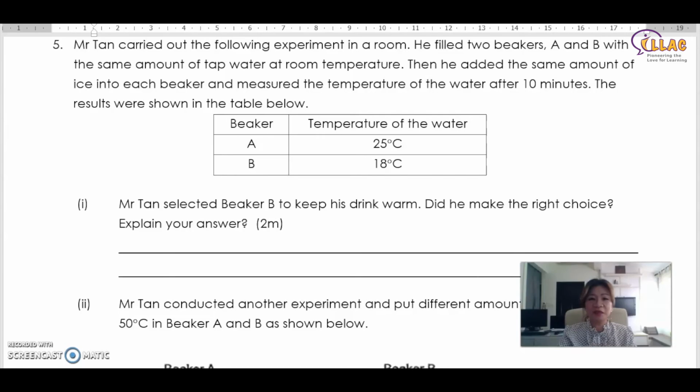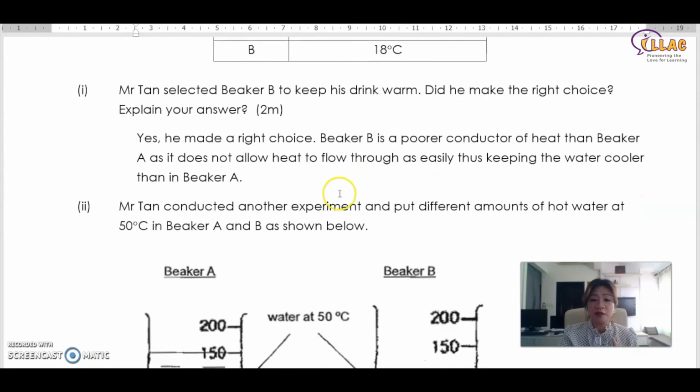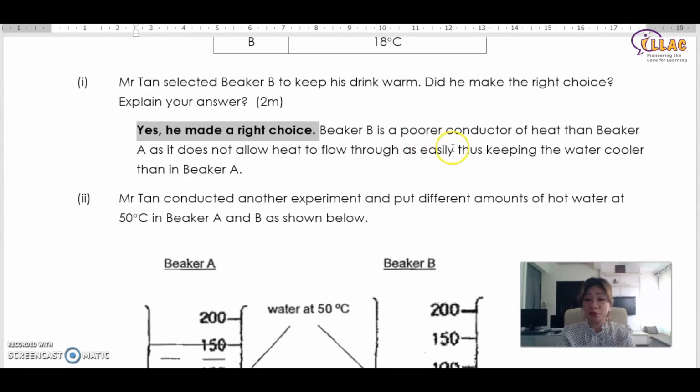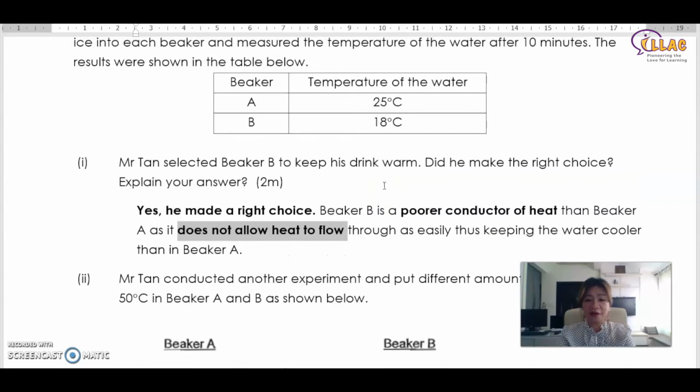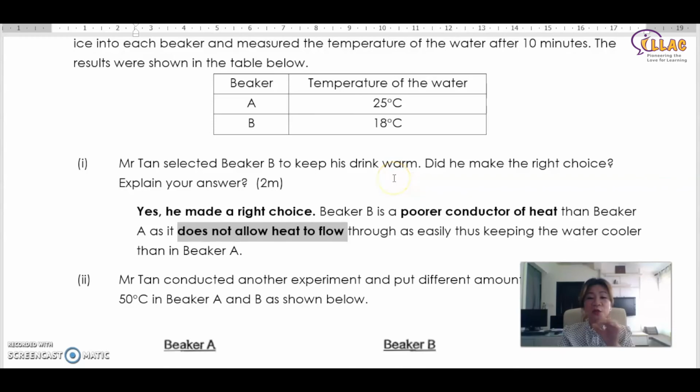How would you explain his answer? Okay, you explain his answer using heat transfer. So heat flow, he made the right choice, number one. So that is the correct answer, okay? So beaker B is a poor conductor of heat than beaker A because it does not allow heat to travel, right? So you need to explain that beaker B is a poor conductor of heat. Keyword, because it does not allow heat to flow. Keyword, right? Thus, keeping the water cooler than in A. Therefore, if you were to choose B to keep his drink warm, heat will not escape that fast since the material is a poor conductor of heat. That will be a full, lengthy, complete answer.